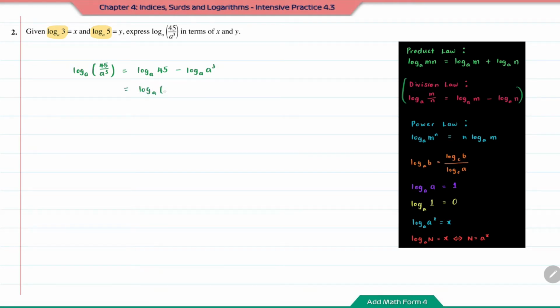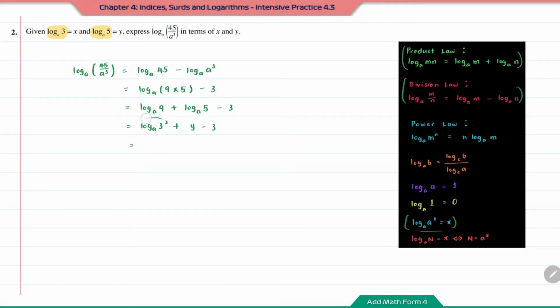So the 45 we can write as 9 times 5. And log base a of a to the power of 3, referring to the law here, is going to give you the answer of 3. Now, using the product law, I can write the log base a of 9 times 5 as log base a of 9 plus log base a of 5, minus 3. And the number 9, we can write as 3 squared. So log base a of 5 is equal to y. So I'm going to substitute it with y here.